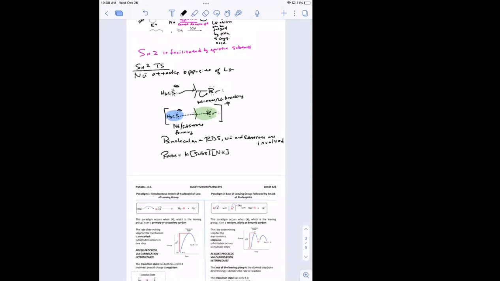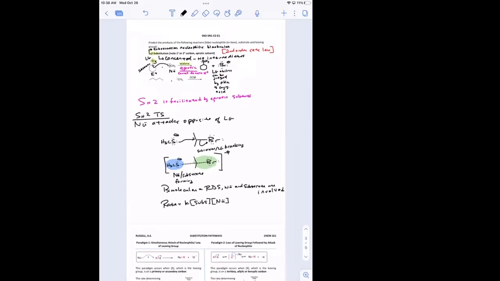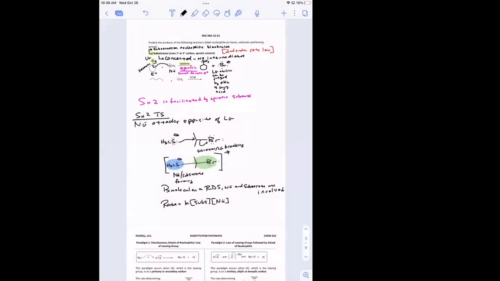All right, any questions? So for this reaction, we've looked at the mechanism. We've identified the leaving group, the nucleophile, and the substrate. We have looked at the outcome, the products, and the transition state. The only thing I want to talk about further is the solvent.